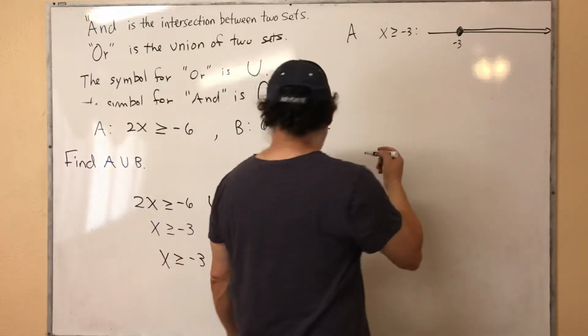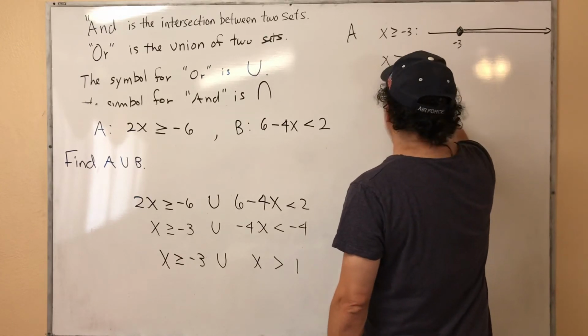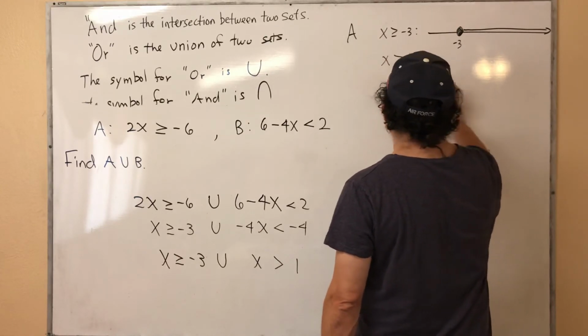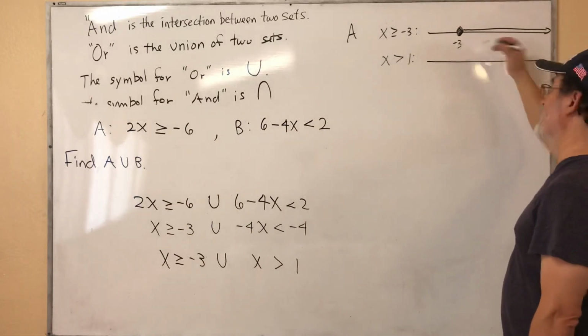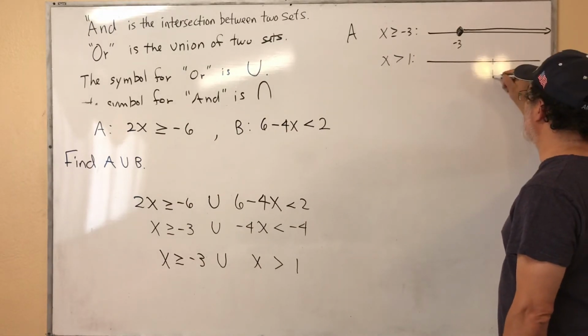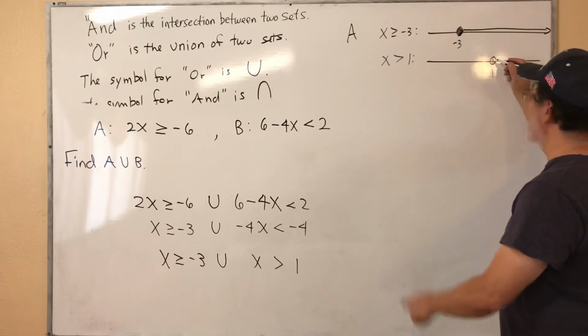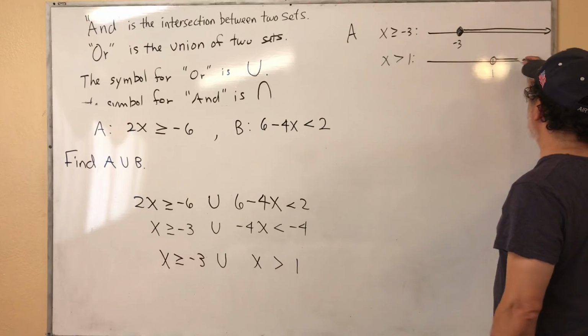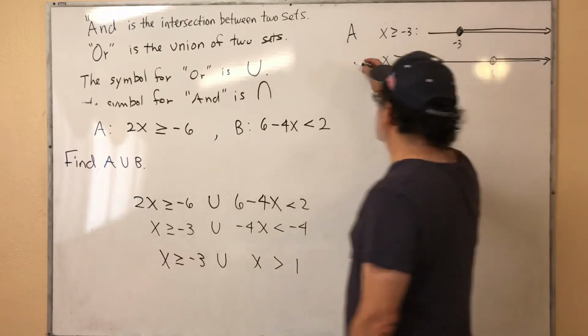How about B? There's B. x is greater than 1. Okay, no problem. This is -3, 1 is to the right, so let me just write it here. This is 1, circle 1, do not shade 1, everything to the right. And this is set B.